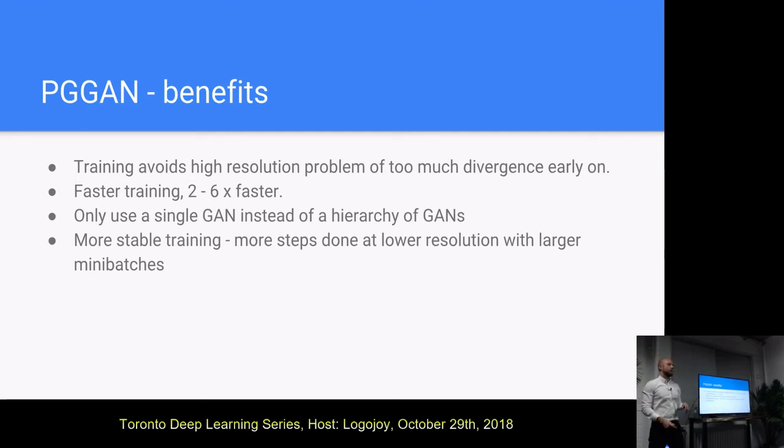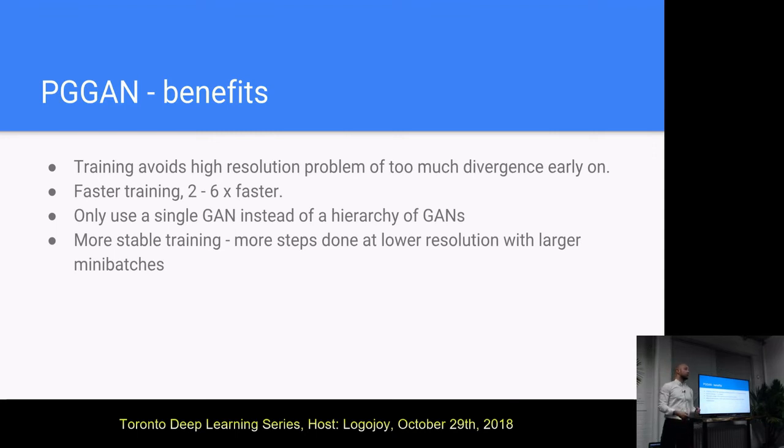First one, the training avoids the problem of too much difference between the generative distribution and the real data distribution in early stages of training and in later stages of training. The reason is that the distributions between the low resolution images are a lot closer between the generator and the real data, and as you get up to higher resolution images where differences become more apparent, you've already trained your generator and it's already at an equilibrium kind of state with the discriminator.